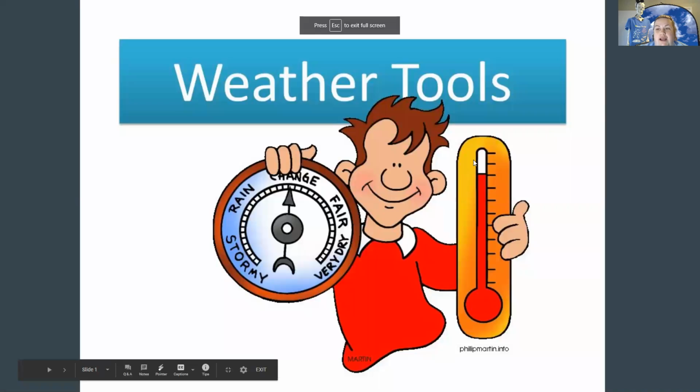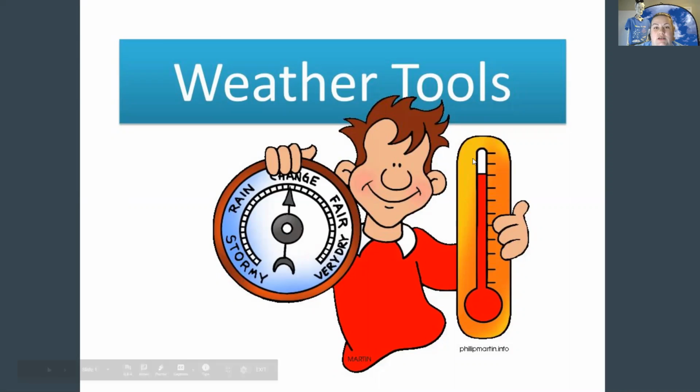Today we're going to talk about weather instruments and cloud types. So let's get started. All right, starting with weather instruments, or weather tools.